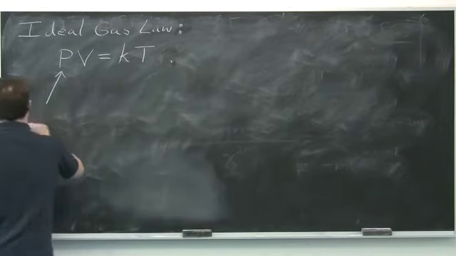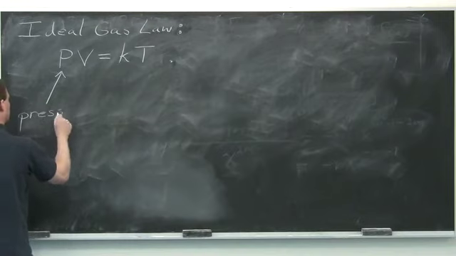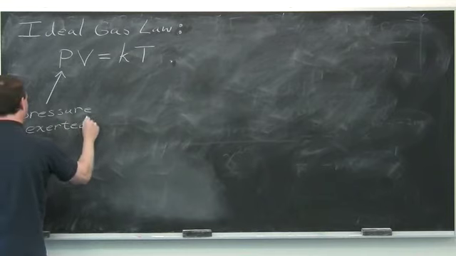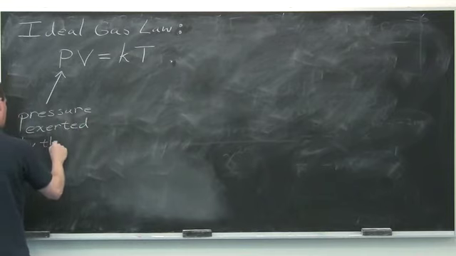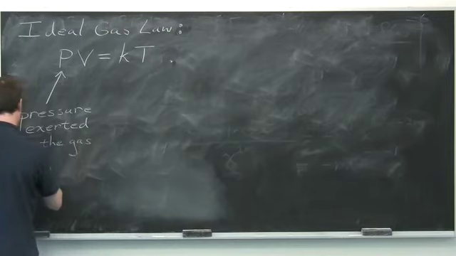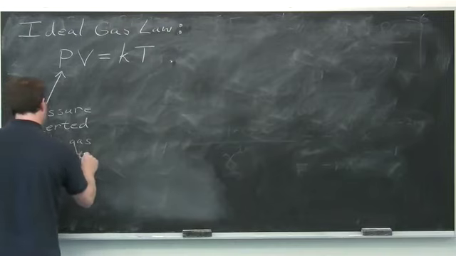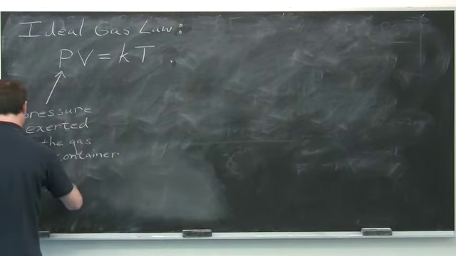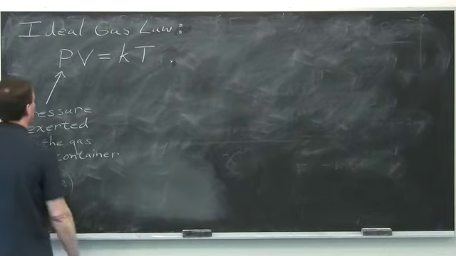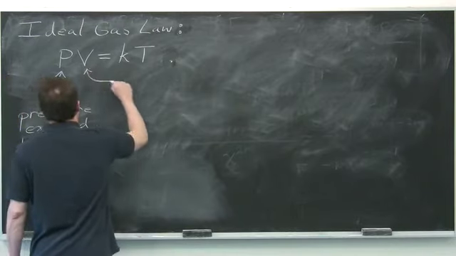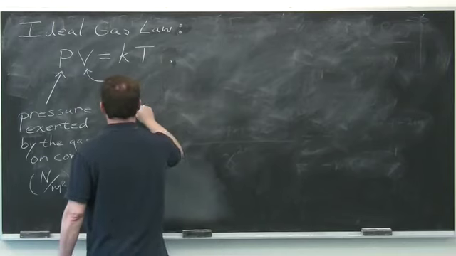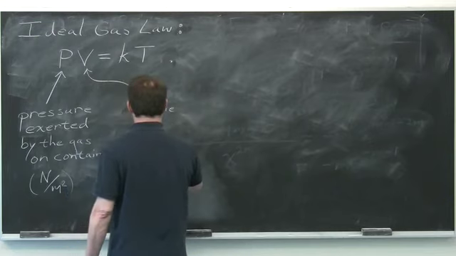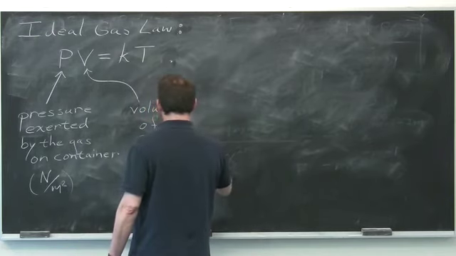I'm going to write it like this. This is the pressure exerted by the gas on the container. And again, I need to pick some units. I'll pick newtons per square meter. This would be the volume of the gas, so the volume of the container. We assume that the gas expands to fill the container. The volume of the container will be in cubic meters.